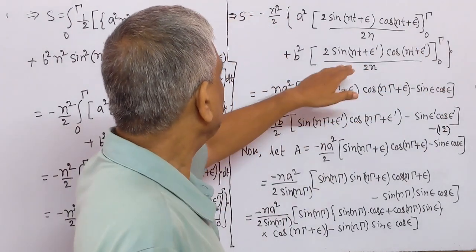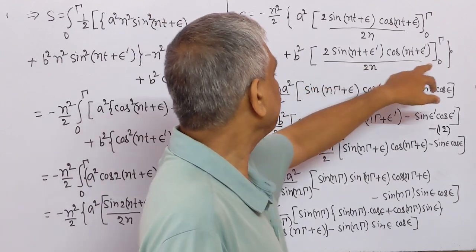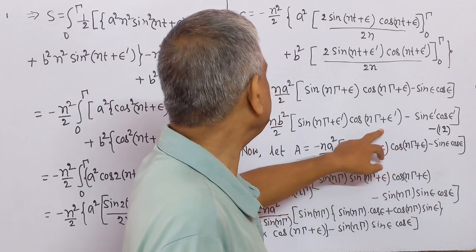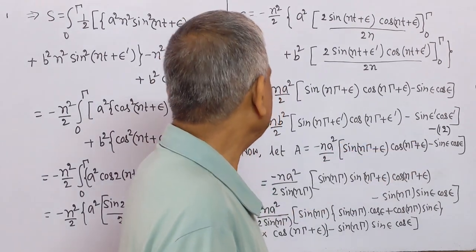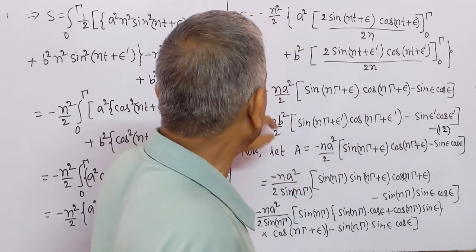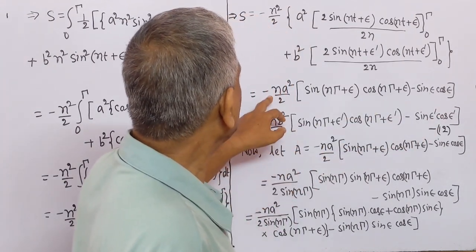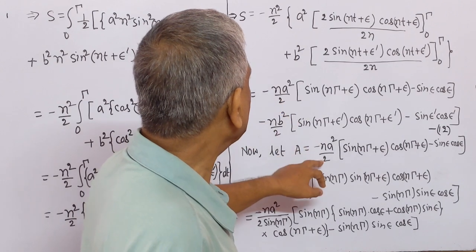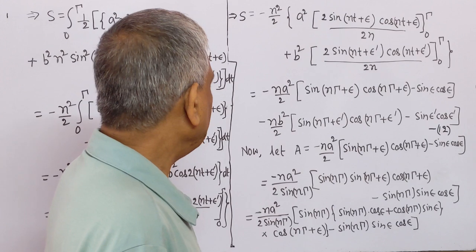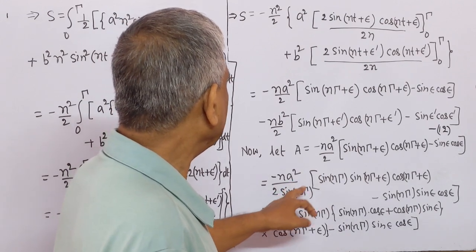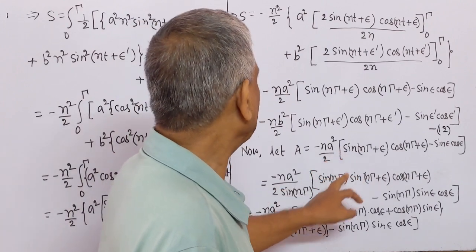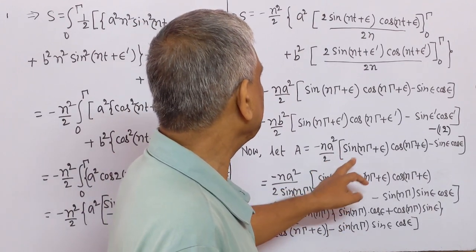Similarly, we have used the limit in this term, firstly 2, then 0, and we will get equation number 12. Now let this part be assumed as A equal to minus n a square by 2, sin n2 plus epsilon cos n2, and here we divide by sin n2 and we multiply by sin n2 with each term.